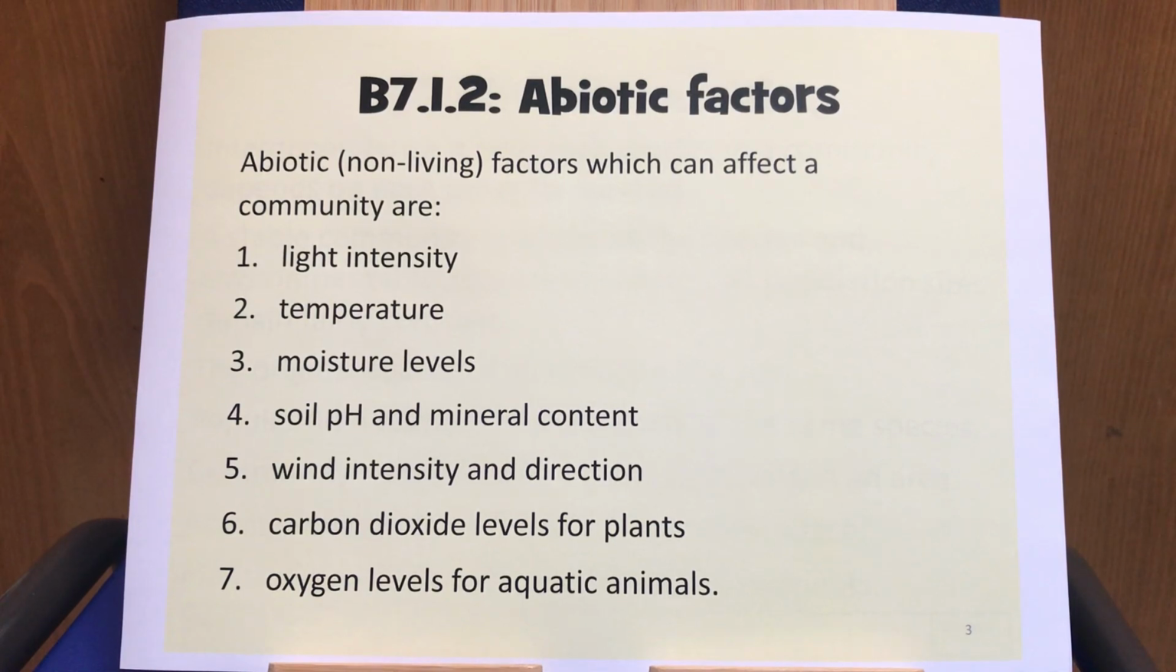So depending on the pH of the soil, it will affect the kind of minerals that are in that soil. So if you know a particular crop needs a particular mineral, you can encourage that by changing the pH of the soil. Wind intensity and direction. Carbon dioxide levels for plants, be careful with this one. That's really only useful when the plant is in a greenhouse and the carbon dioxide levels can be altered. And oxygen levels for aquatic animals. We know that fish take oxygen through the gills from the water, so that's important for those.